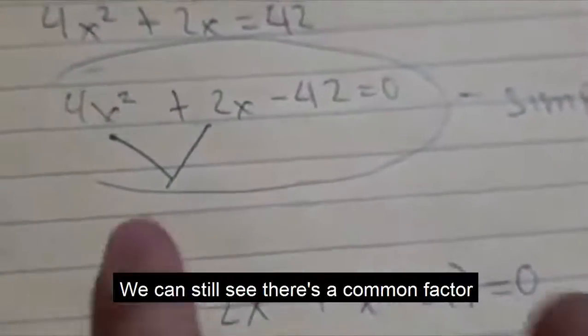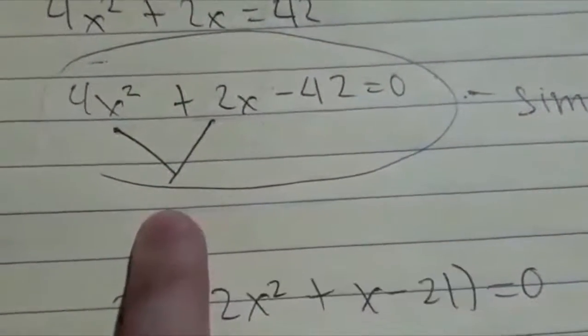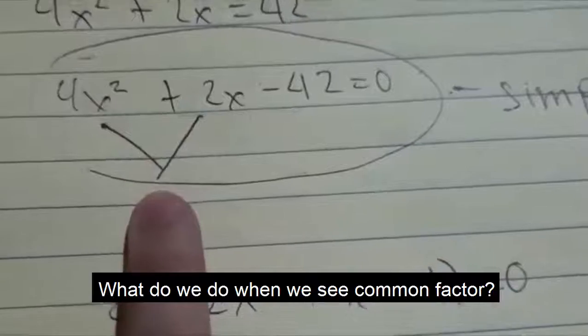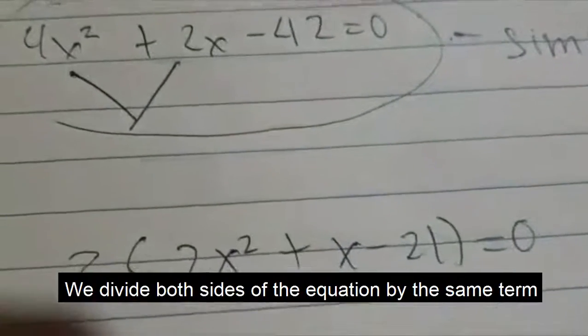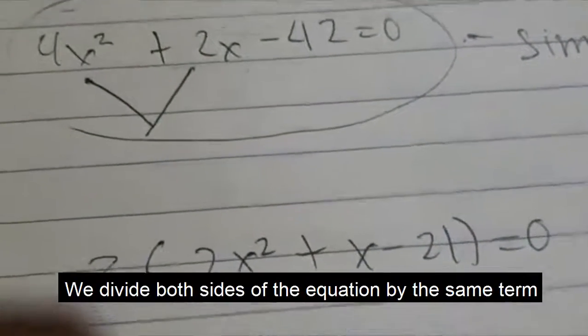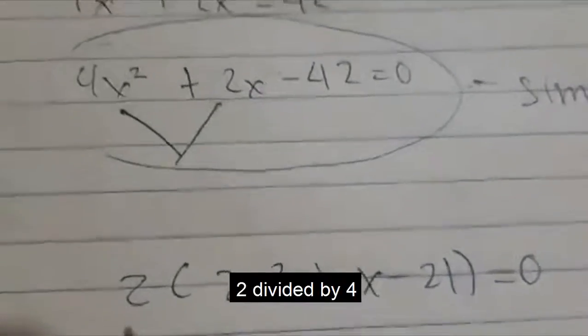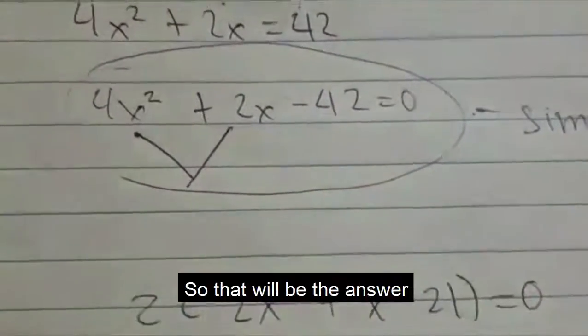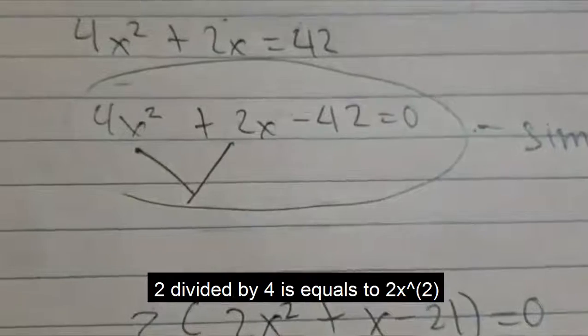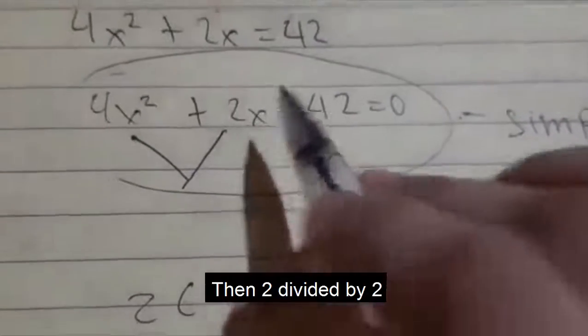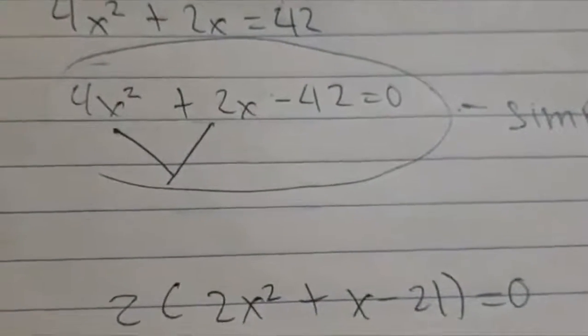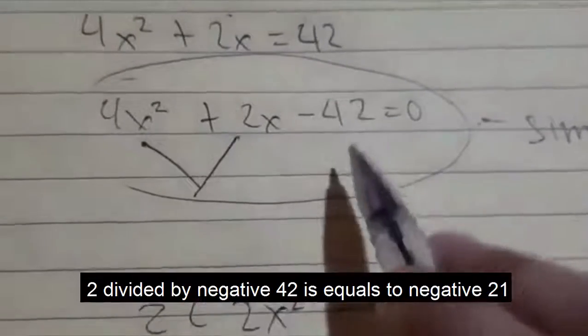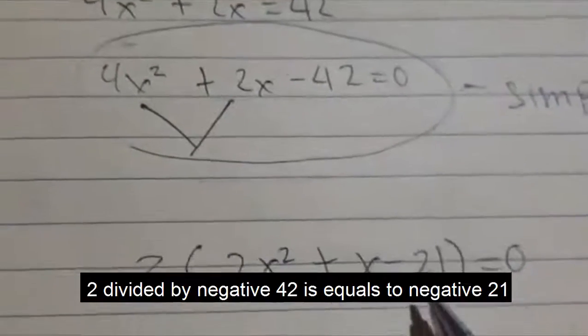Then, we can still see there's a common factor. What do we do when we see a common factor? We divide both sides of the equation by the same term. So, for example, 2. 4 divided by 2 is equal to 2x squared. Then, 2 divided by 2 is equal to x. Negative 42 divided by 2 is equal to negative 21.